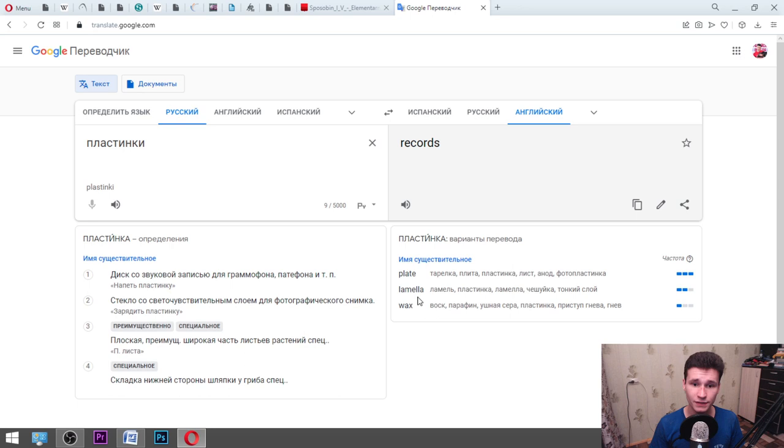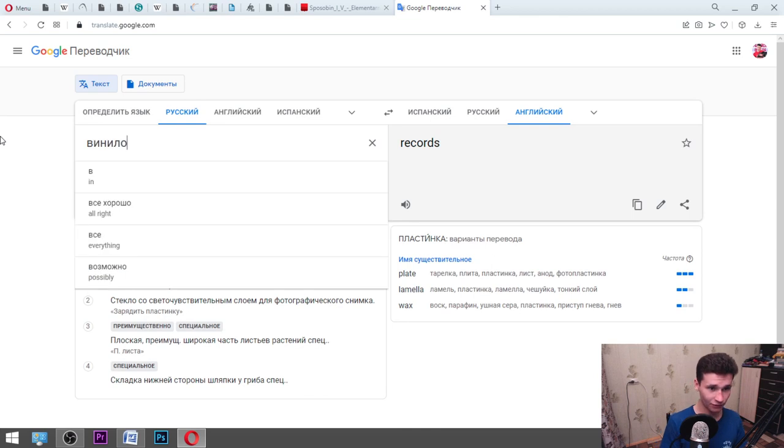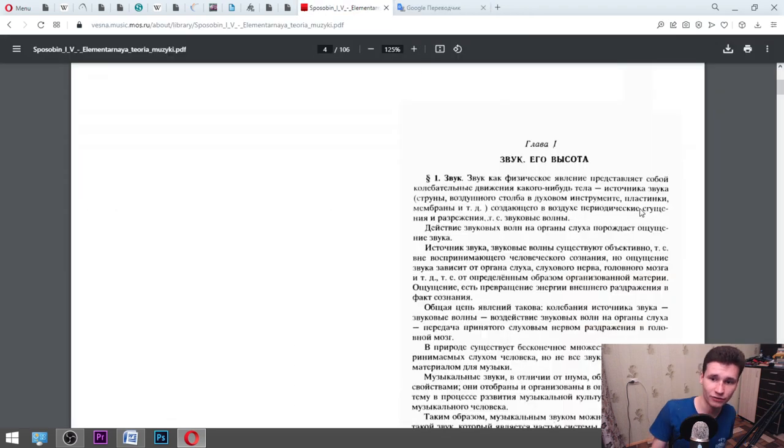Пластинки means vinyl, yes, vinyl, let's translate it. Records, lamella, wax, plate. Records. I think that, yes, records. It is the виниловые пластинки. Let's translate виниловые. Vinyl records. Пластинки, sometimes we can say it as a membrane, but here it means, again, vinyl records. Мембраны и так далее.